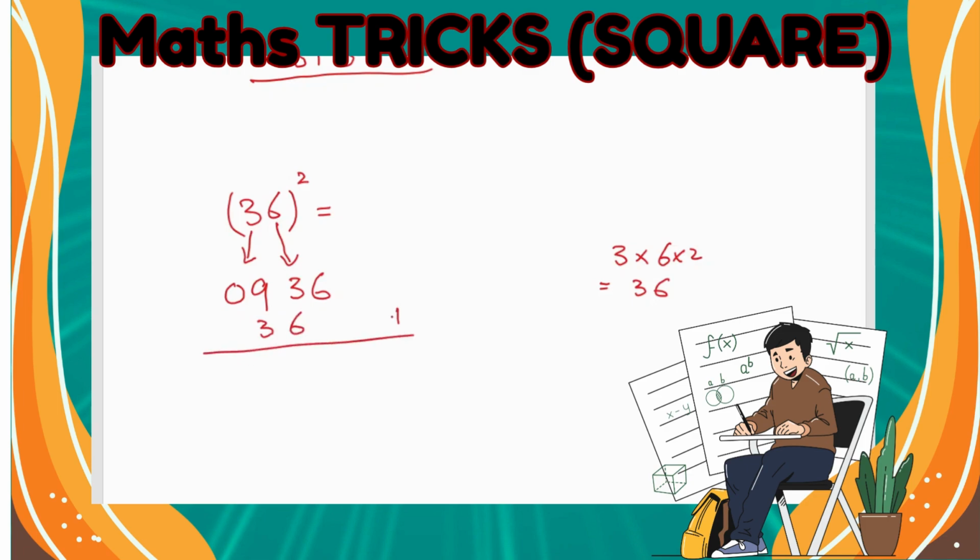And then we're going to add them up. So we have 6. 6 plus 3 is 9. 9 plus 3 is 12. And carry 1, so that becomes 1,296. So you can see that it's taking 2-3 seconds, not more than that.